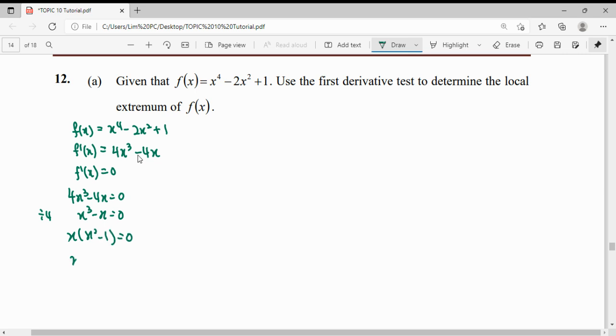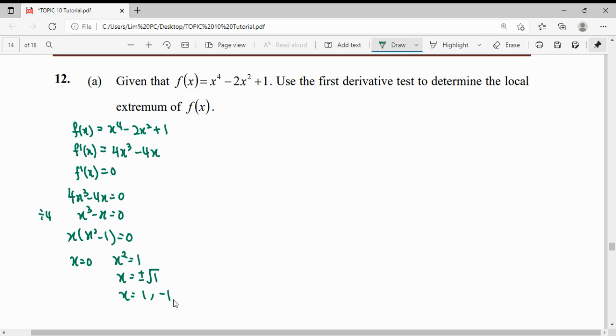So our critical value of x is 0. Another critical value comes from x squared equals 1. When we move the square to the right hand side, it will be positive and negative square root of 1. So x will be equal to 1 and negative 1. So we have 3 critical values here, which means we can form our 3 stationary points.